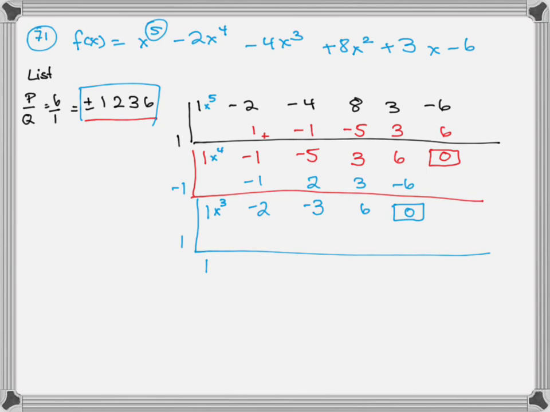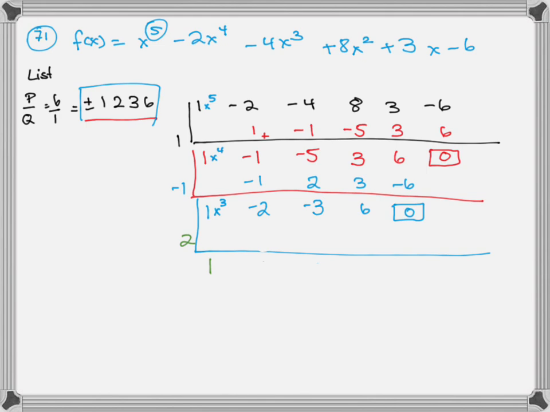So 1, -1, -1, -4. You can see it's not working. 1 doesn't work, and guess what? -1 doesn't work either. Okay, that's why it's homework. Then you go to the next value in your list, which is 2. So now we're going to do 2, and we use green.